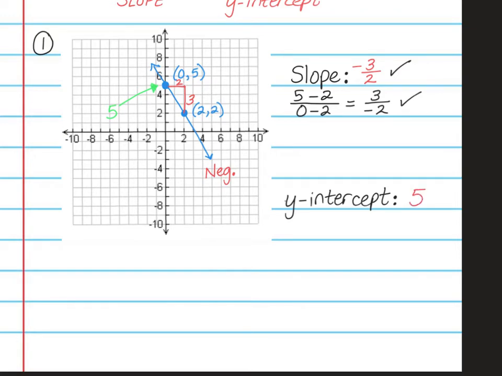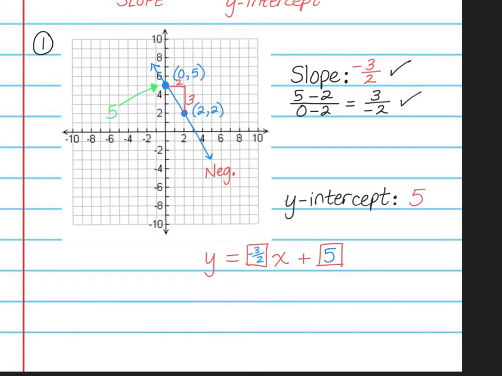Okay, now that I have both of my pieces of information, I'm ready to write my answer. Remember, my answer is y equals my slope goes here. Don't forget the x, and then plus my y-intercept. My slope we found to be negative 3 over 2. So I'm going to write negative 3 over 2 in that first box. My y-intercept we found is positive 5. So I'm going to write 5 in that second box.